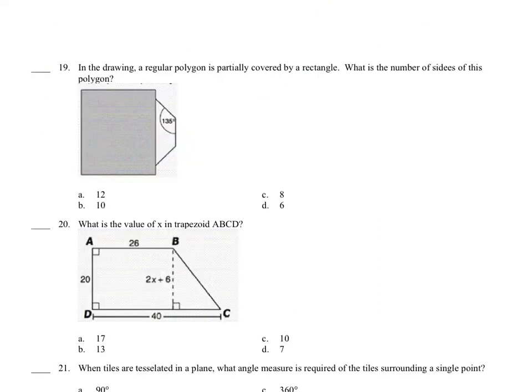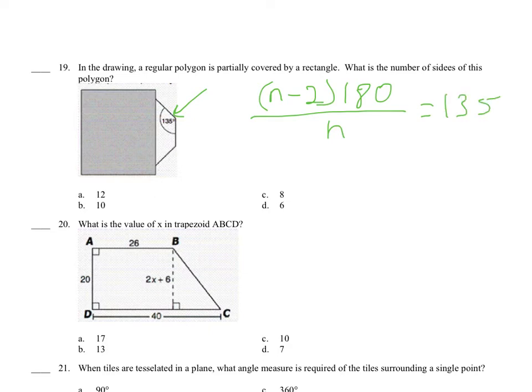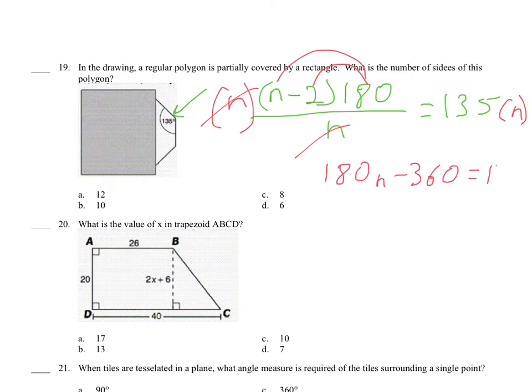Alright, in the drawing, a regular polygon is partially covered by a rectangle. The question is, what polygon has an interior angle of 135? So n is my number of sides, that's what we don't know, but when I subtract 2 and multiply that times 180, and then divide by the number of sides, we get an interior angle of 135. So now we have to solve for our variable. Get rid of the fraction by multiplying by n, and distribute our 180. So we end up with 180n minus 360 equals 135n.